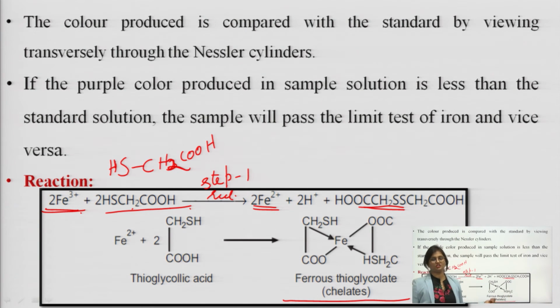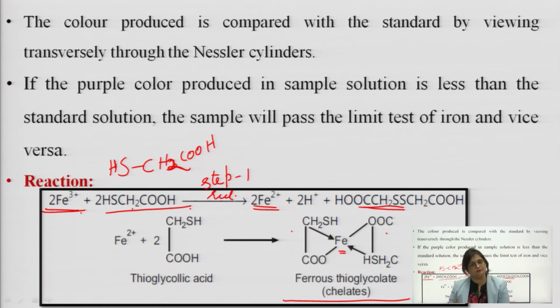It is a coordination compound. Iron forms a complex with two molecules of thioglycolic acid to form ferrous thioglycolate. It is a chelate. This chelate produces the pink or the reddish purple color. Clear all of you? Very simple.